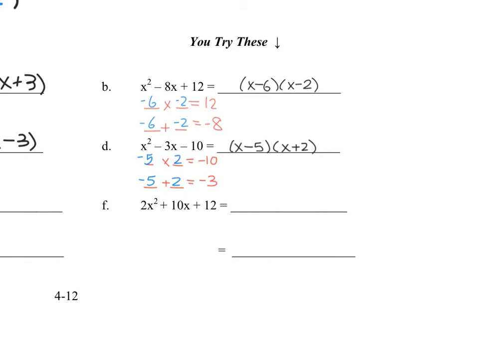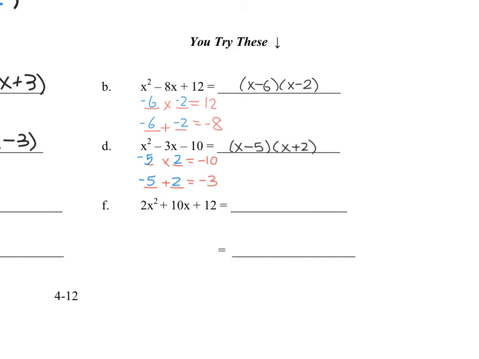Okay, so if we look at B, we were looking for two numbers that multiply to positive 12 and add up to negative 8. Now, whenever your two numbers have to have a product that is positive, your numbers can both be positive or both be negative. The fact that we have a negative sum means both the numbers have to be negative because negative times negative is positive. So your magic numbers should have been negative 6 and negative 2 because they multiply to 12 and add up to negative 8. So your factored form would be x minus 6, x minus 2.